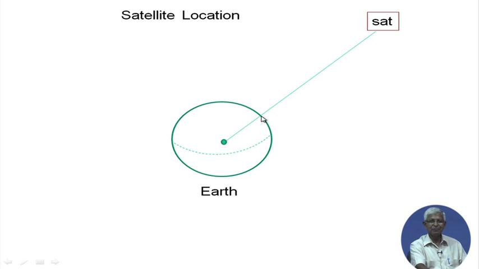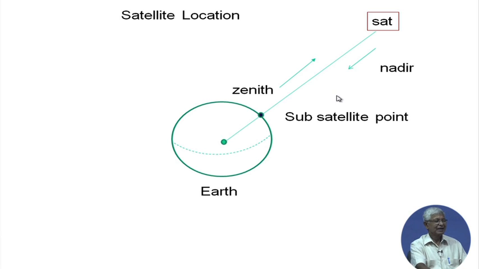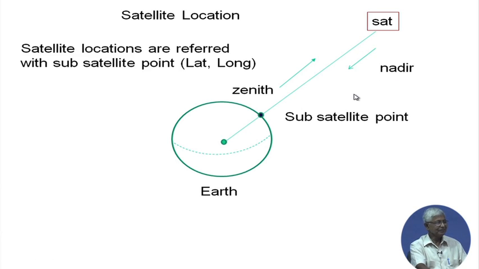That is called the sub-satellite point, as if somebody is looking from the satellite directly to the center of the Earth. The point on the Earth's surface where the line crosses is the sub-satellite point. Looking from the satellite towards the sub-satellite point is called nadir, N-A-D-I-R, and looking from the sub-satellite point at the satellite is called zenith. These two terms will come when we talk about the antenna.